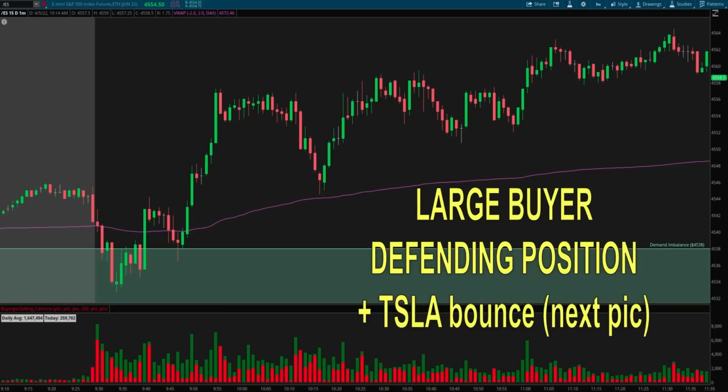So let's see what we got here. We had a very large trader basically defending his position. The S&P hit this demand zone, bounced out of it, and it looks very similar to the setup I just explained earlier, where we pulled back and we retested this area and found a bid off of it.